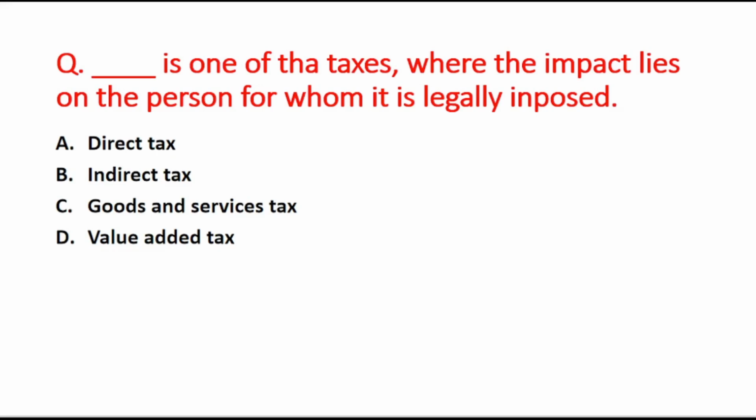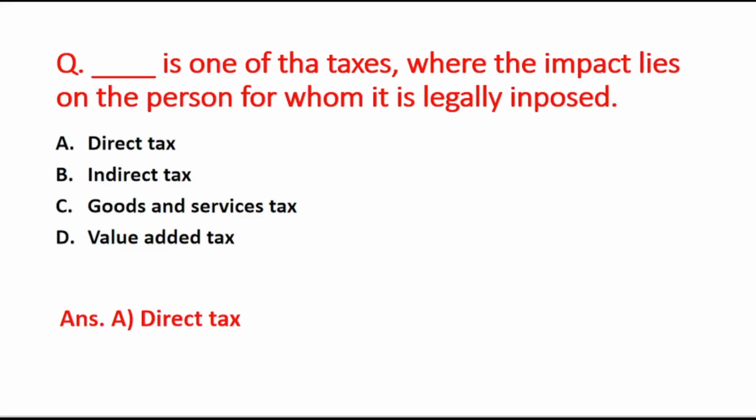Now the next question is, blank is one of the taxes where the impact lies on the person for whom it is legally imposed. Imposed has M in place of N. So your A option is direct tax, B option is indirect tax, C option is goods and service tax, that is GST, and D option is VAT, that is value added tax. So the right answer is option A, that is direct tax.